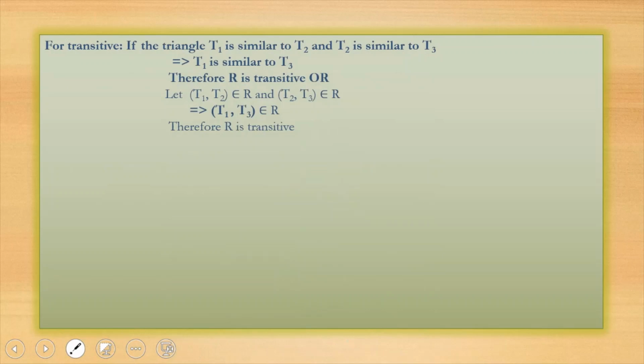Now, the last one is transitive. That is, if the triangle T1 is similar to T2 and T2 is similar to T3, then definitely T1 will be similar to T3. Therefore, the given relation is transitive. Or you can present it in another way, that is, let (T1, T2) be an element of R, means T1 is similar to T2, and (T2, T3) is also an element of R, means T2 is similar to T3. Then definitely (T1, T3) also will be an element of R. Therefore, the given relation is transitive, which carries 1 mark.